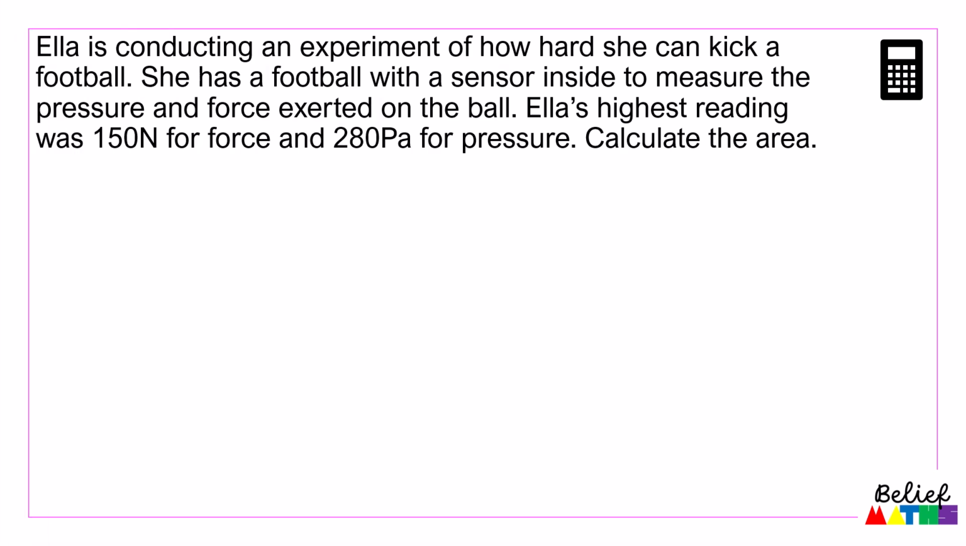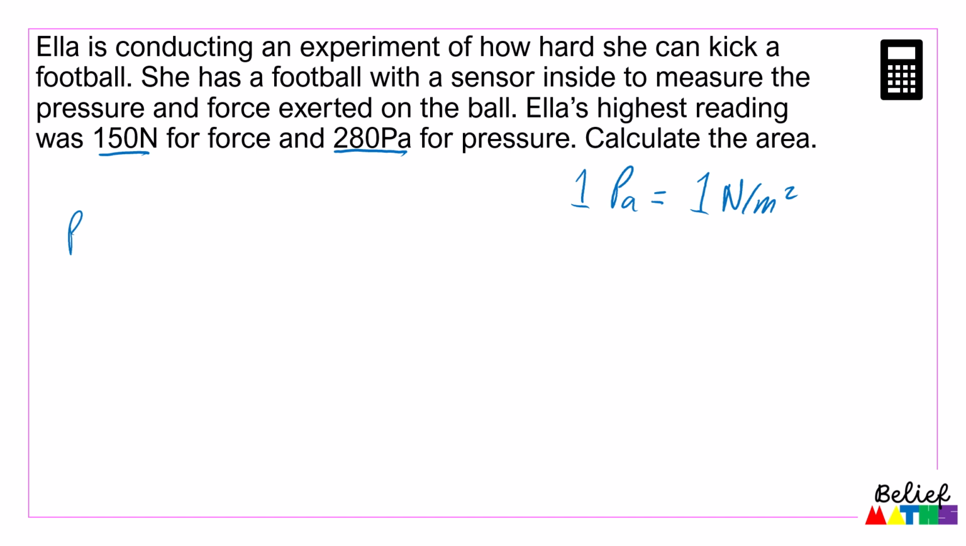Finally, on to pressure again. So again we're using a calculator in these two questions. It says Ella is conducting an experiment of how hard she can kick a football. She has a football with a sensor inside to measure the pressure and force exerted on the ball. Ella's highest reading was 150 newtons for force and 280 pascals for pressure, and it asks us to calculate the area. Now one thing we need to be aware of is that 1 pascal is equal to 1 newton per meter squared, and that's really important here because that then allows us to work out the area, and we know the units for the area is in meters squared.